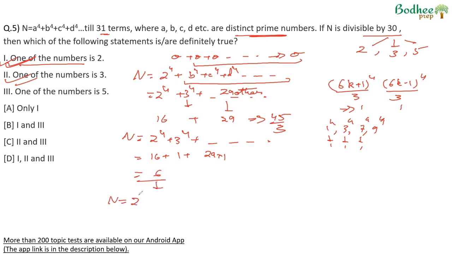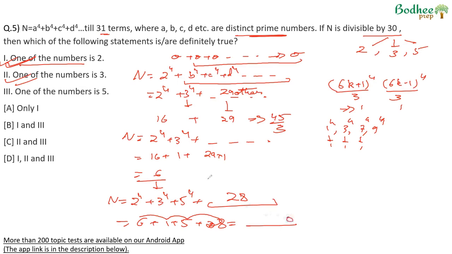So if we want the number to be divisible by 5, we take one of the numbers as 5. Now there are 28 numbers left. So the unit digit will be 6 plus 1 plus 5 plus 28, or 8 plus 5, 13 plus 1, 14 plus 6, 20. So this will end in 0 and therefore become divisible by 5. And therefore all three individually are correct.